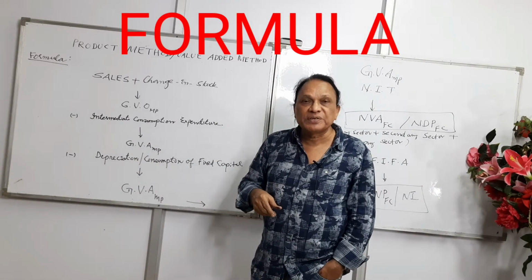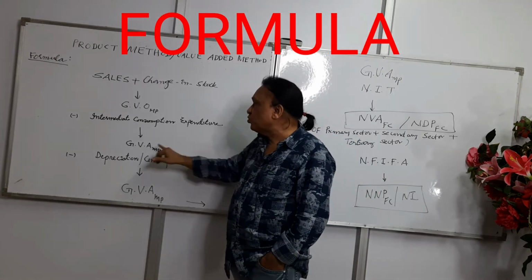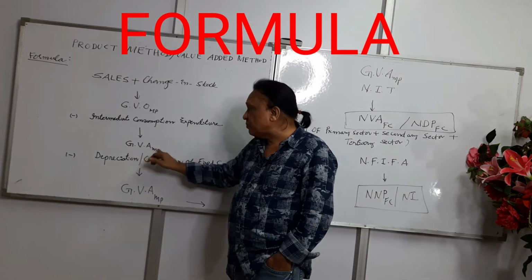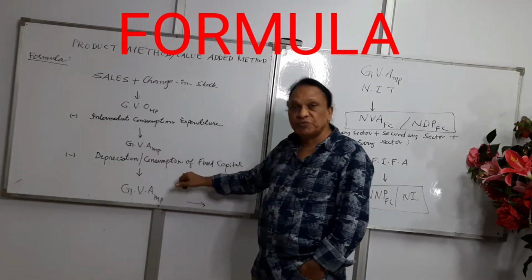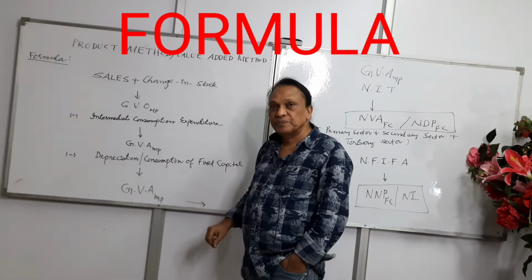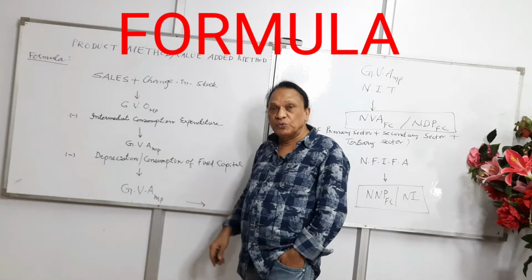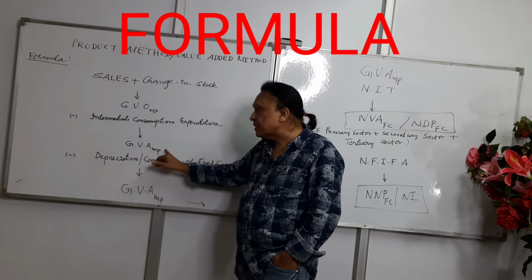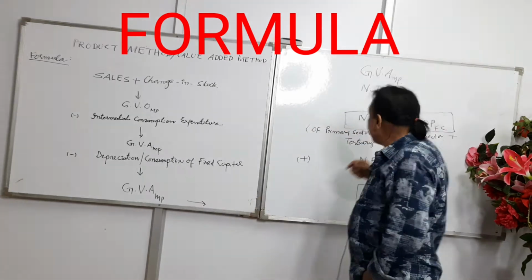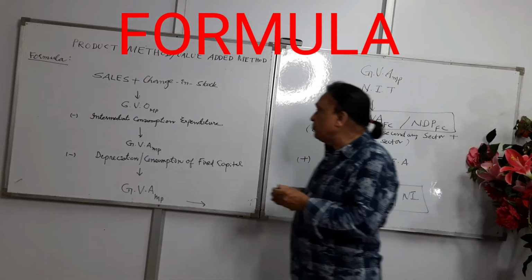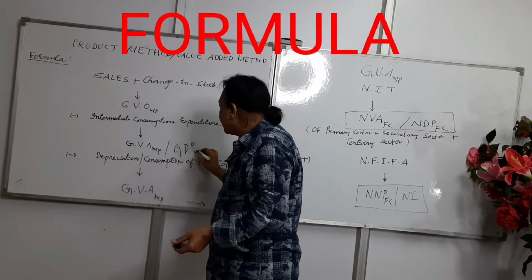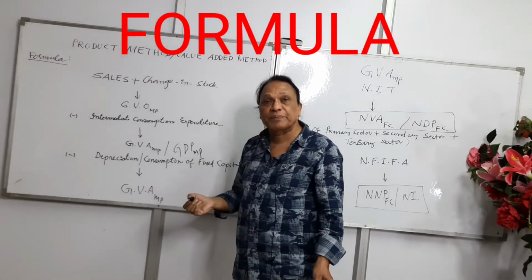That is value of raw materials. If you subtract intermediate consumption expenditure, you get gross value added at market price. And from gross value added at market price minus depreciation, which we call consumption of fixed capital, we get net value added at market price. From the whole economy's point of view, this gross value added at market price you can call GDP at MP, gross domestic product at market price.